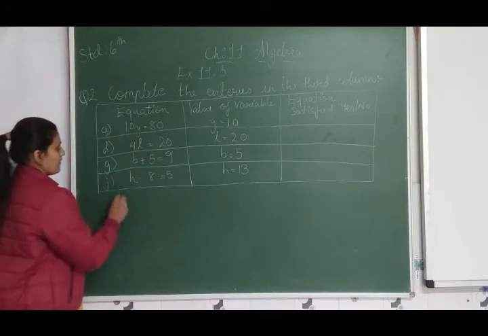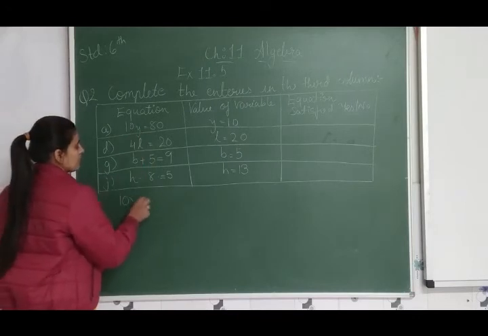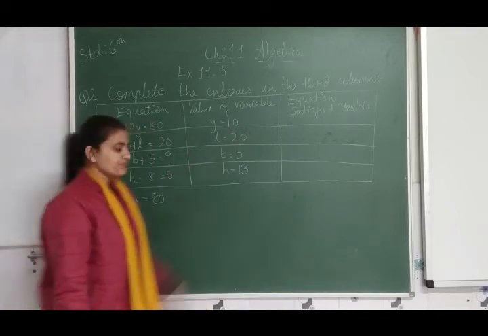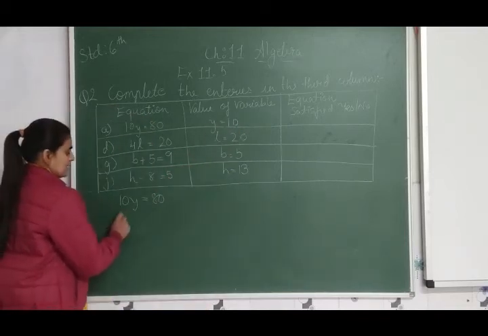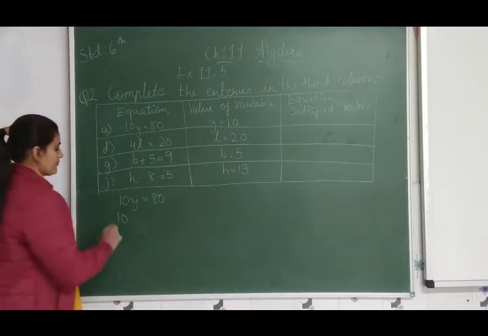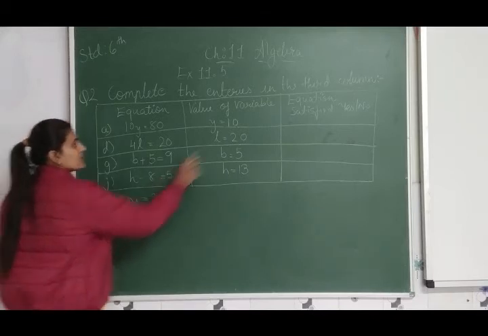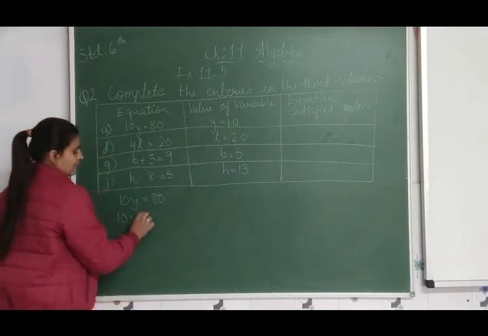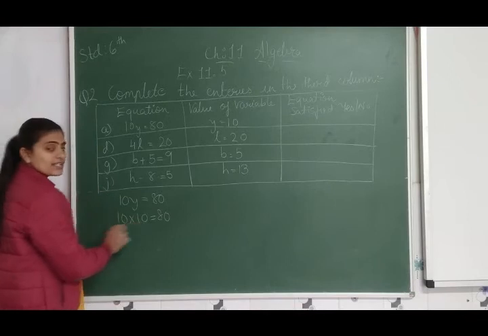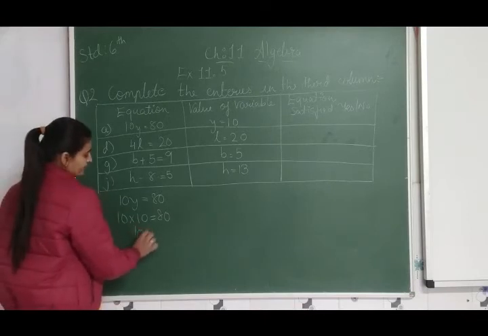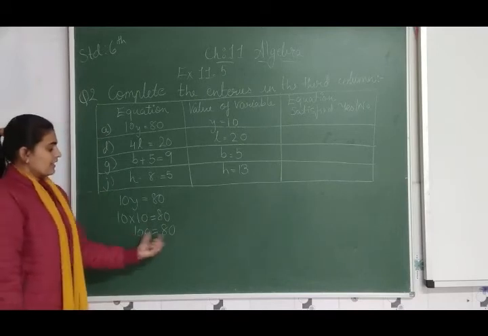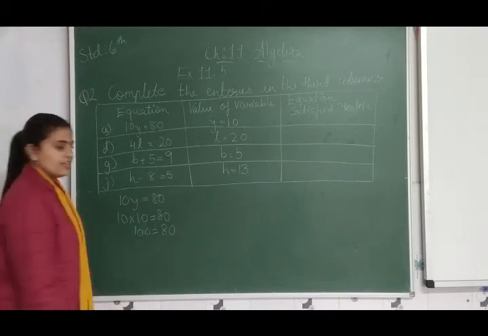So this equation I will copy down, 10y is equal to 80. Now instead of y I have to put 10. Now 10 and y are in which form? They are in the multiplication form. So 10 multiplied by y is 10 multiplied by 10, and 80 as it is. Now 10 times 10 is 100, equal to sign as it is, and 80. Here 100 and 80 cannot be equal.